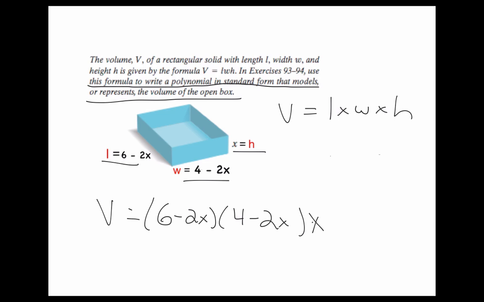What you might want to do is start with the first set of parentheses, FOIL those out, then take whatever your answer is and multiply by x and distribute it. That's probably the easiest way to go for most people. And then we'll get our answer there. Okay, but your job will be to finish that problem out.